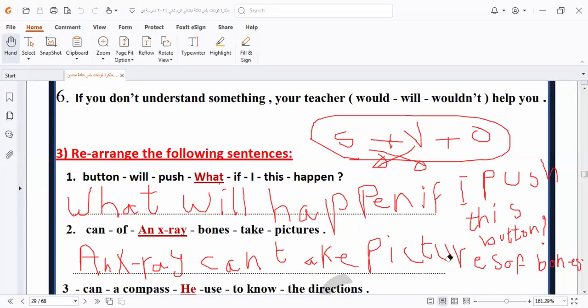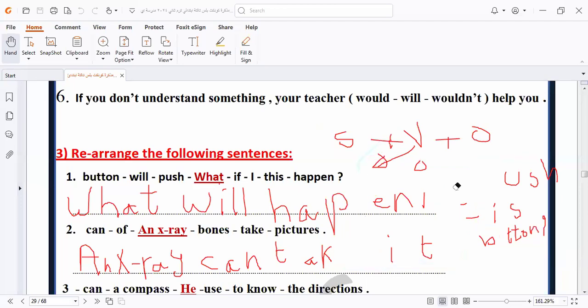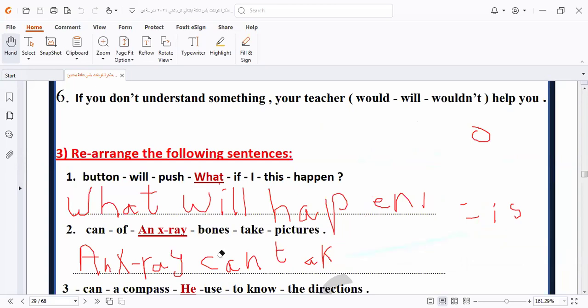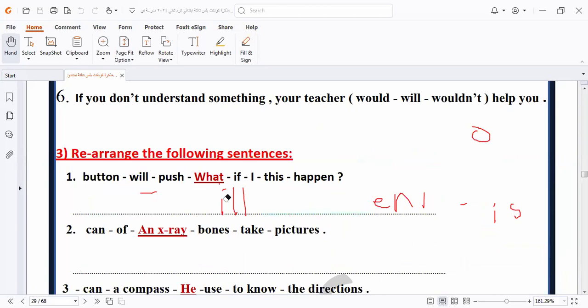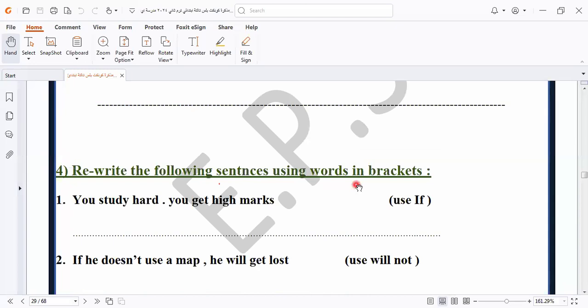Let's go to another one. I will leave this one to do as homework. Let's go to another one here.